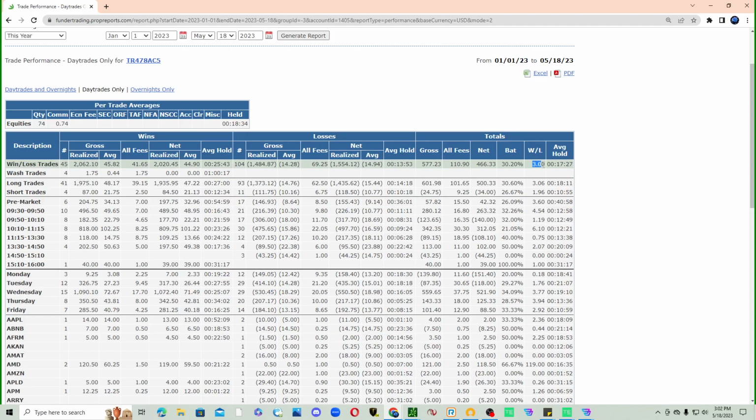You got a 3-to-1 win to loss ratio. You got a 30.20% bet. So you want to increase your bet. So in your case, I think all you really have to do is this. Your win to loss ratio doesn't have to be this high. You don't have to have a 3-to-1.